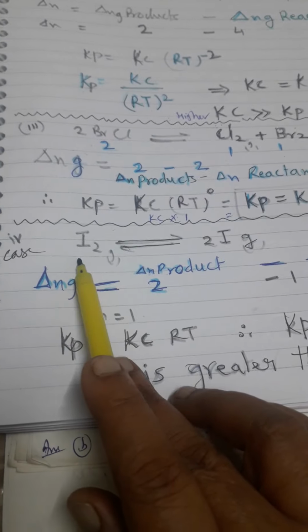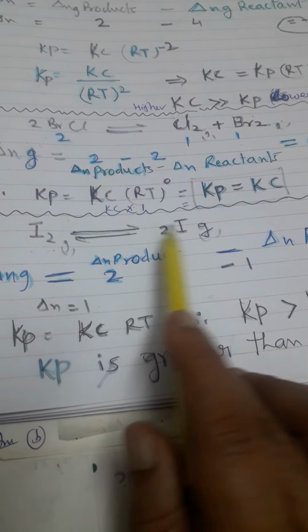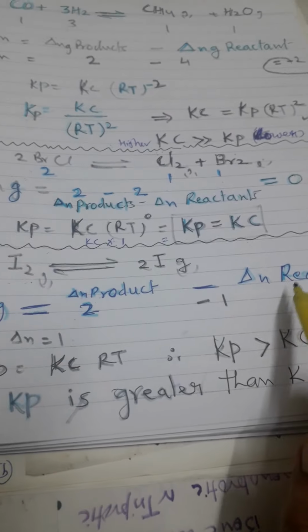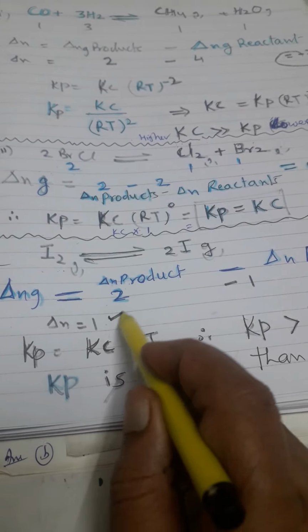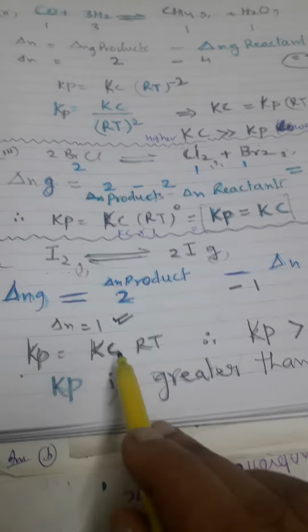Now in the next case, we'll see I2 gives you 2I, that is 1 mole of reactant and 2 moles of product. So products are more here, so 2 products minus 1 mole of reactant. So the answer will be plus. Δn is equal to plus 1. And what does it mean? It means Kp is higher than Kc, because when Kc is multiplied by RT, then only we'll get Kp. So Kp is greater than Kc in this case. So when Δn is positive, then only we'll get higher Kp.